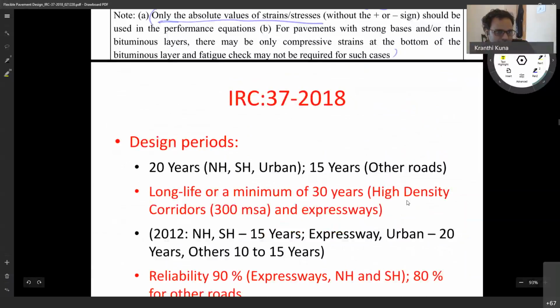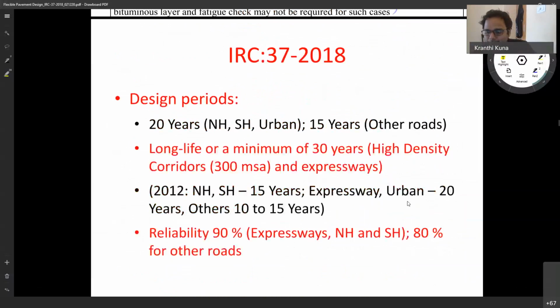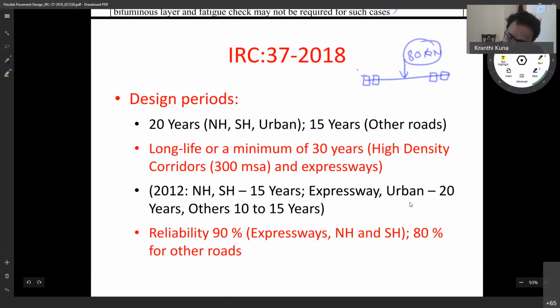Sir, wheel load 20 kilonewton, is it a fixed criterion, or will it be changed? Yes, 20 kilonewton is fixed because we are converting everything into standard axle, isn't it? Standard axle is 80 kilonewton. What is our standard axle? Dual wheel, single axle, which is 80 kilonewton. So 80 kilonewton standard axle means on each wheel it is 20 kilonewton load, isn't it? So that is fixed.